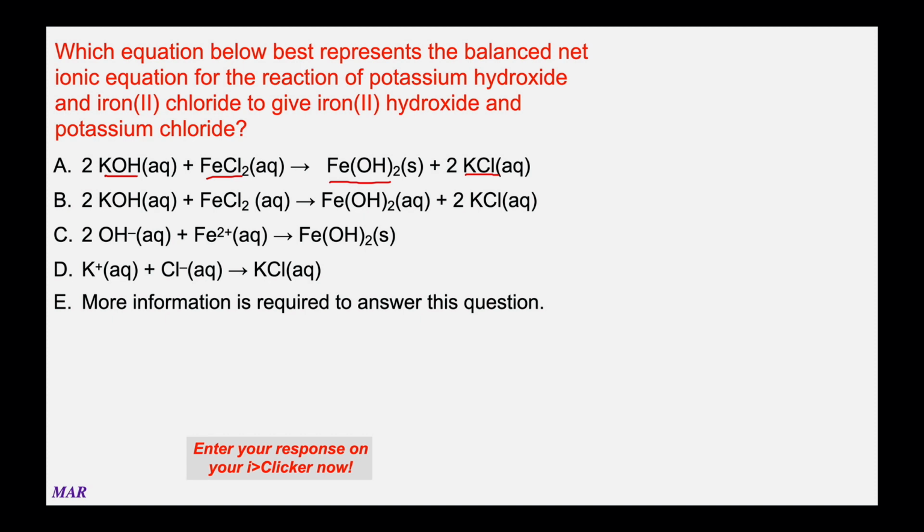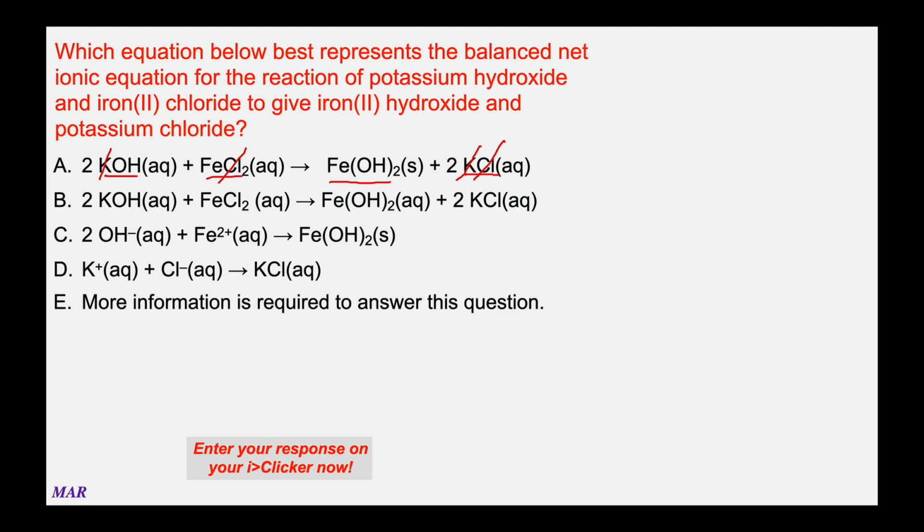Now, to pull the spectators out, you want to look at the aqueous pieces, and anything that's in an aqueous piece on both the reactant and the product side is going to be a spectator. So KCl on the product side will be a good place to tackle this. K is in an aqueous compound on the product side, and K is in an aqueous compound on the reactant side. So K⁺ is a spectator. Cl⁻ is in this aqueous compound on the product side, and it's also in FeCl₂, another aqueous compound on the reactant side. So both K⁺ and Cl⁻ here are spectators.